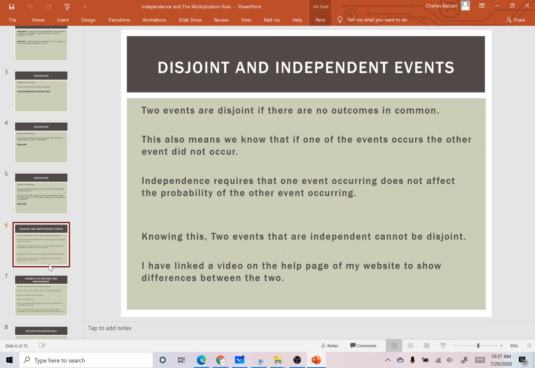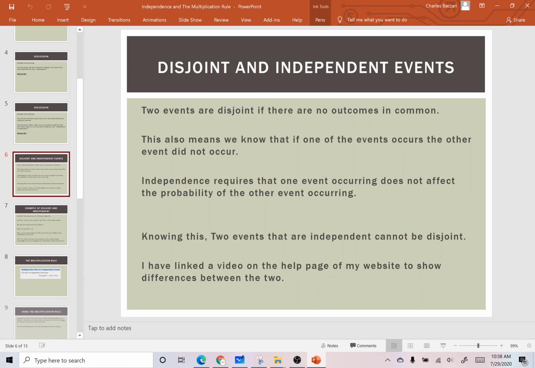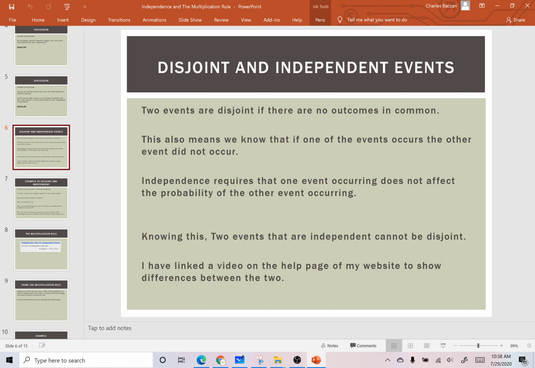Two events are disjoint if there are no outcomes in common. This also means that if one of the events occurs, the other event did not occur. Independence requires that one event occurring does not affect the probability of the other event occurring. Knowing this, two events that are independent cannot be disjoint. I have linked a video on the help page of my website to show the difference between the two. If you go to our stats page, there's a very good video that describes all of this, and I think it'll help you understand if you're struggling to understand what that slide says.